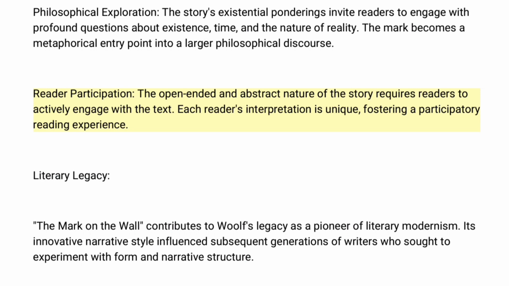Reader participation. The open-ended and abstract nature of the story requires readers to actively engage with the text. Each reader's interpretation is unique, fostering a participatory reading experience.